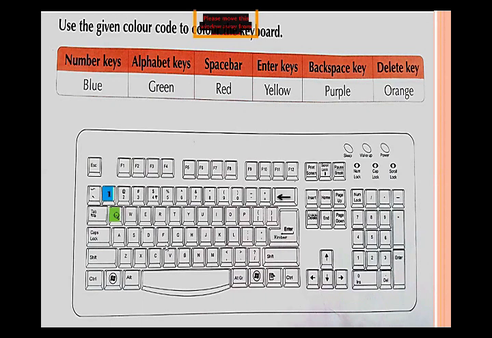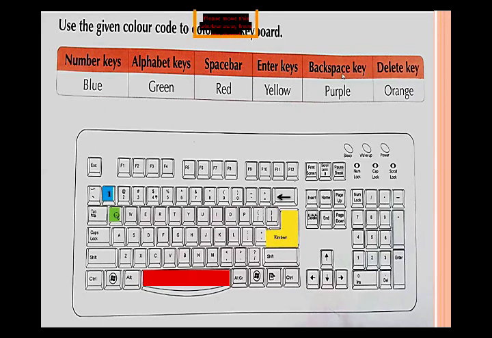Okay. Next one is the space bar. Where is the space bar? The space bar is the longest key. You know very well, it's the longest key on the keyboard. You will color it red. Next is the enter key. You will use the yellow color in the enter key. This is the enter key and you will use the yellow color.